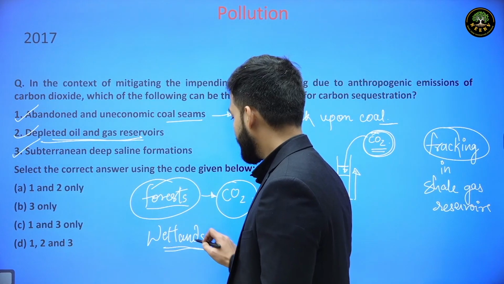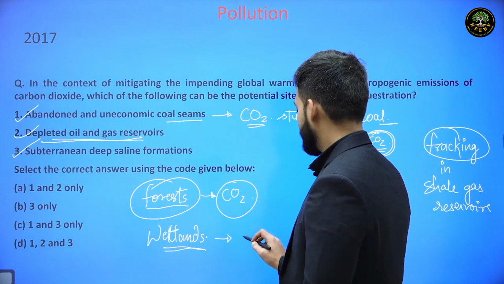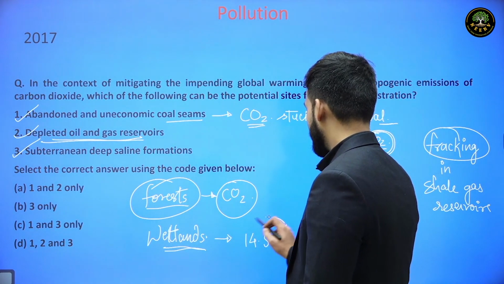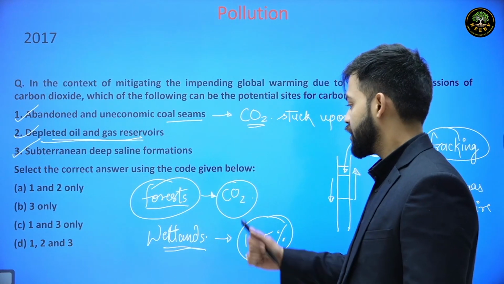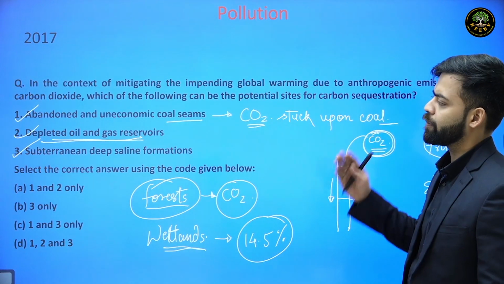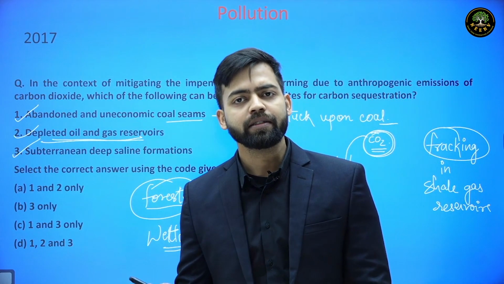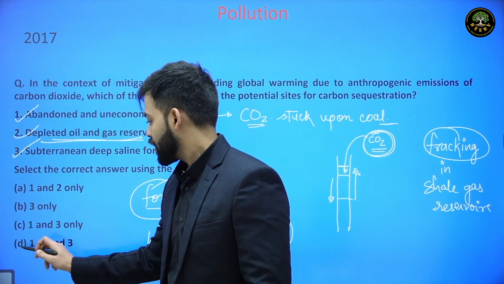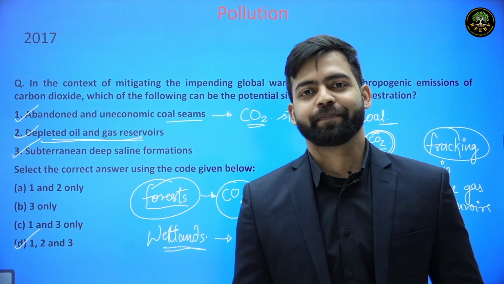as far as wetland restoration is concerned, wetlands constitute 14.5% of soil carbon present across the world. So, soil carbon is also restored in wetlands, and as far as atmospheric CO2 is concerned, the tree species that are present in the wetlands can sequester carbon dioxide. So, our answer for this question will be D, 1, 2 and 3. Thank you.